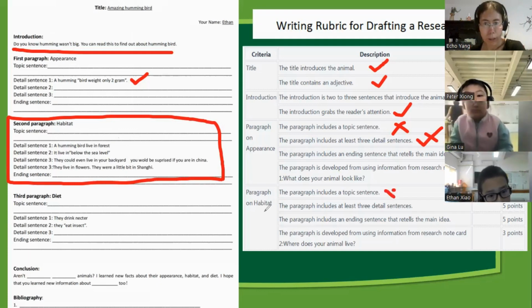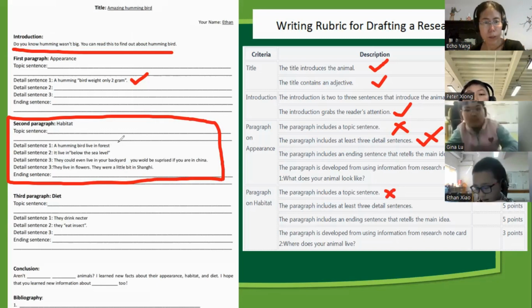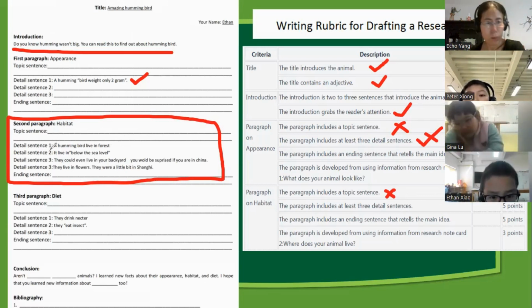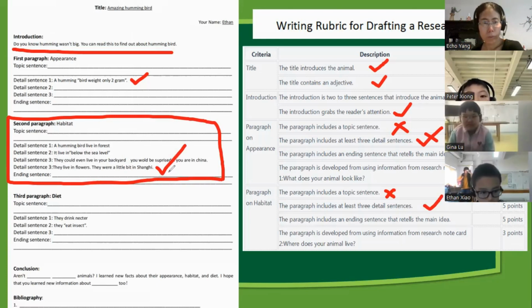So please improve. And then does your paragraph include at least 3 detailed sentences? Yes or no? 3 details. Yes or no? Yes, you have 4. Okay. And then does your paragraph include an ending sentence that retells the main idea? Yes or no? Ending sentence? No, you don't have. You don't have any ending sentence for the second paragraph about habitat.